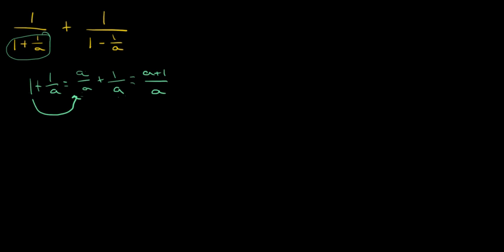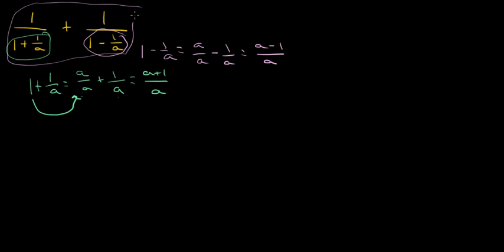On the same token, look at this one. Same deal. I've got 1 minus 1 over a equals a over a minus 1 over a. So that gives me a minus 1 over a. So rewriting this whole thing with this new information looks like this.